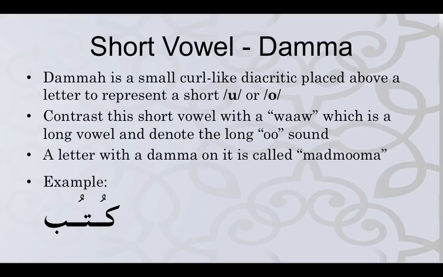So in this example, the word is kutub. This is a kaf, and this is a ta, and this is a ba. The kaf has a damma on it, and the ta has a damma on it, but the ba does not. The ba has a sukoon on it, and we'll go into that diacritic later and what that means. But in this one, I haven't written the sukoon for a specific reason. I just wanted to give you an example of what the damma looks like. So the way that we're going to say this is kaf madmooma ku, ta madmooma tu, ba maskoona ba, kutub. This is the word kutub. Just remember that whenever a letter has a damma on it, it is called madmooma.